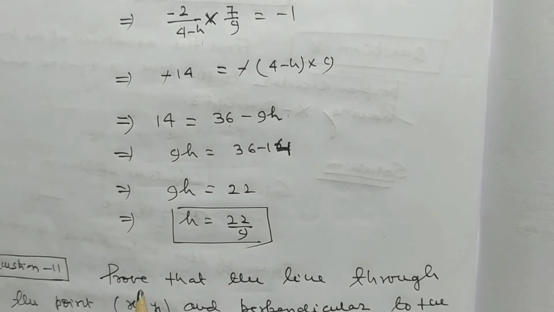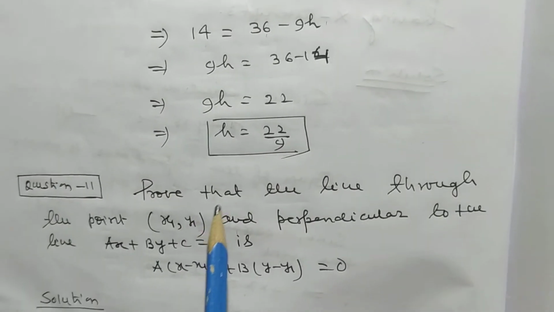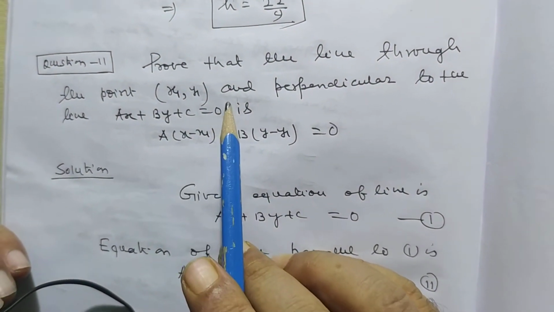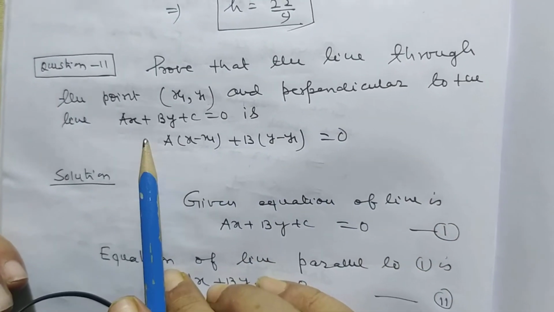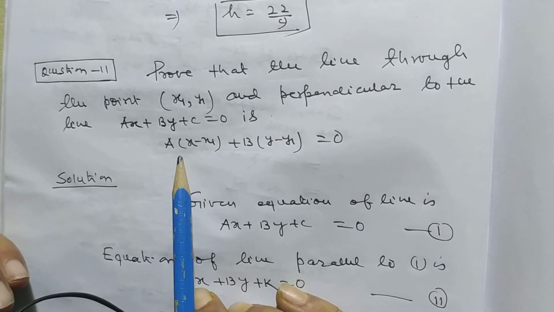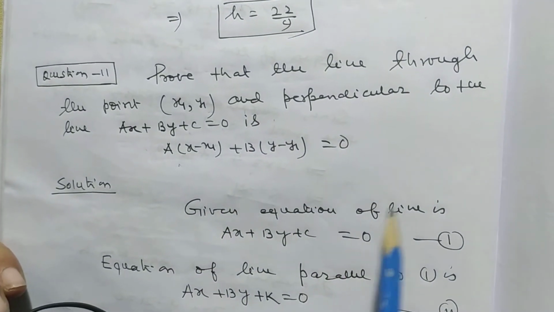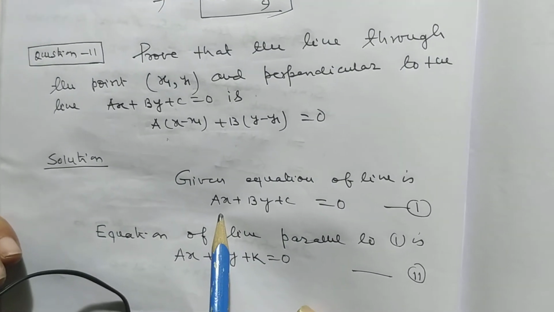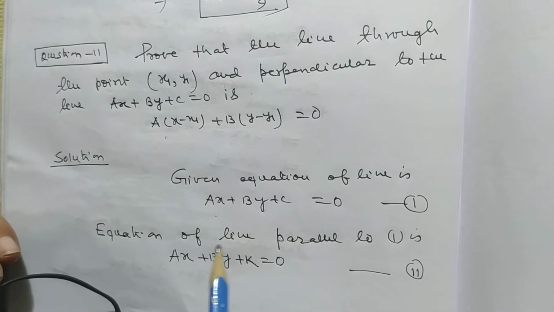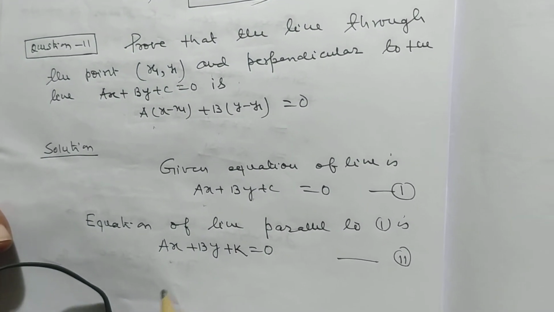So my dear students, now I want to discuss problem number 11. Prove that the line through the point x1, y1 and perpendicular to the line ax plus by plus c is equal to 0 is a into x minus x1 plus b into y minus y1 is equal to 0. Given equation of line is capital A x plus capital B y plus c is equal to 0. Equation of line parallel to first is ax plus by plus k is equal to 0.